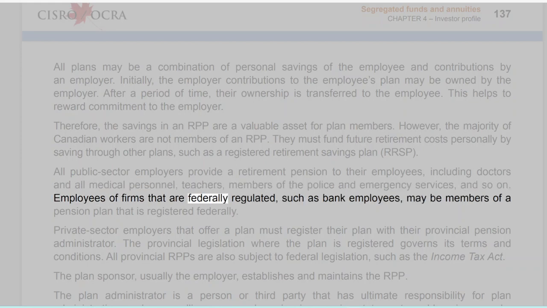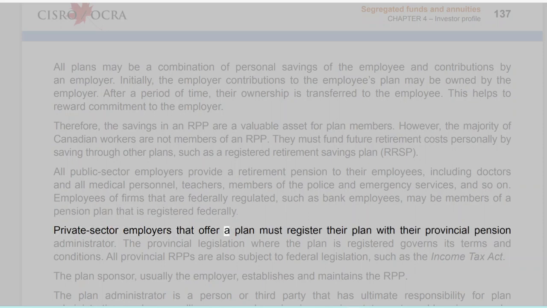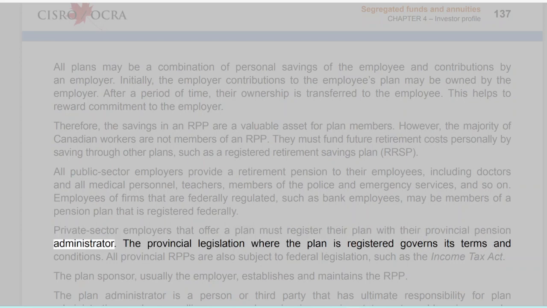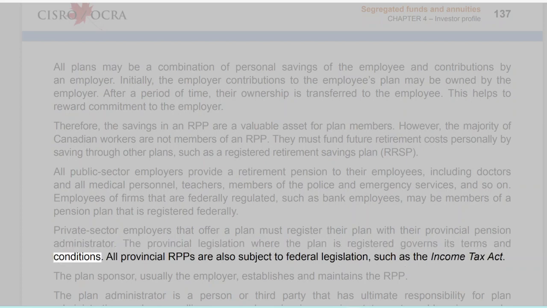Employees of firms that are federally regulated, such as bank employees, may be members of a pension plan that is registered federally. Private sector employers that offer a plan must register their plan with their provincial pension administrator. The provincial legislation where the plan is registered governs its terms and conditions. All provincial RPPs are also subject to federal legislation, such as the Income Tax Act.